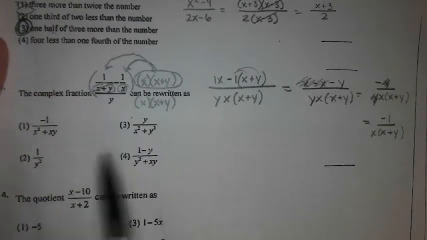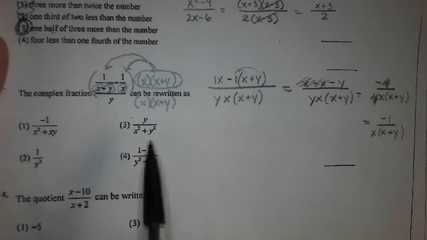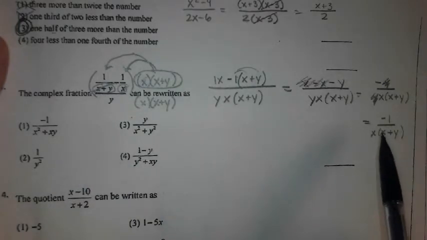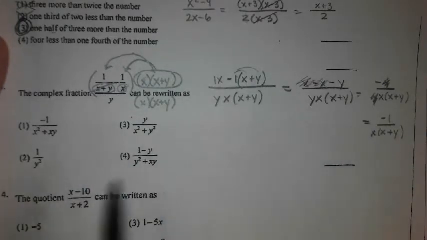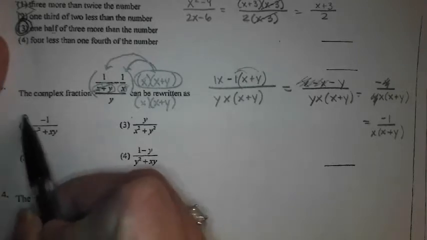Now the answer that I have it in is not there, but the equivalent is, because if I just distributed my x here, I would have x squared plus xy, and that's option 1.